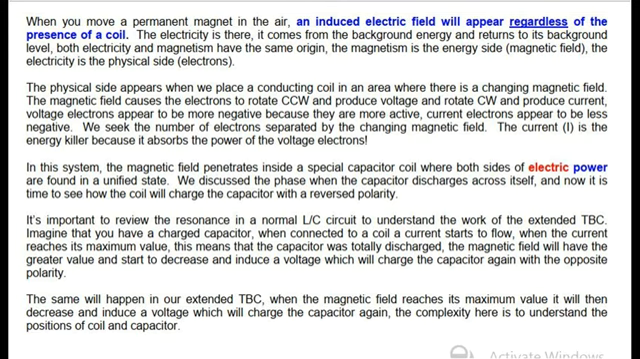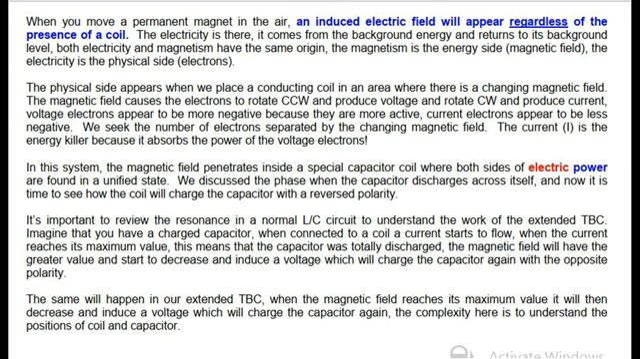In this system, the magnetic field penetrates inside a special capacitor coil where both sides of electric power are found in a unified state. We discussed the phase when the capacitor discharges across itself, and now it is time to see how the coil will charge the capacitor with a reversed polarity. It's important to review the resonance in a normal L/C circuit to understand the work of the extended TBC.